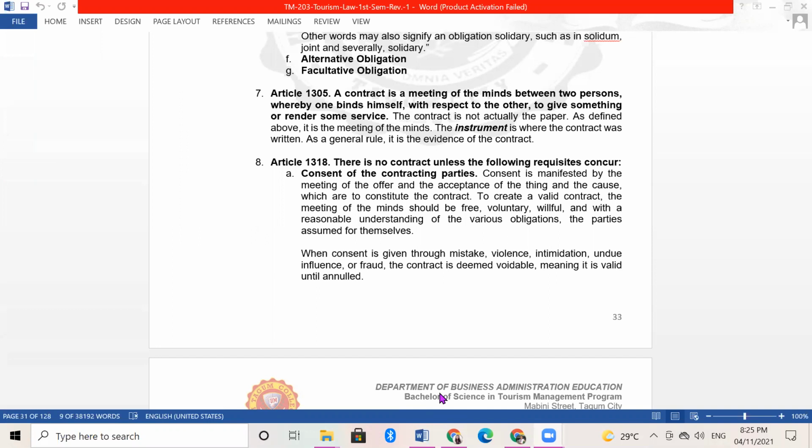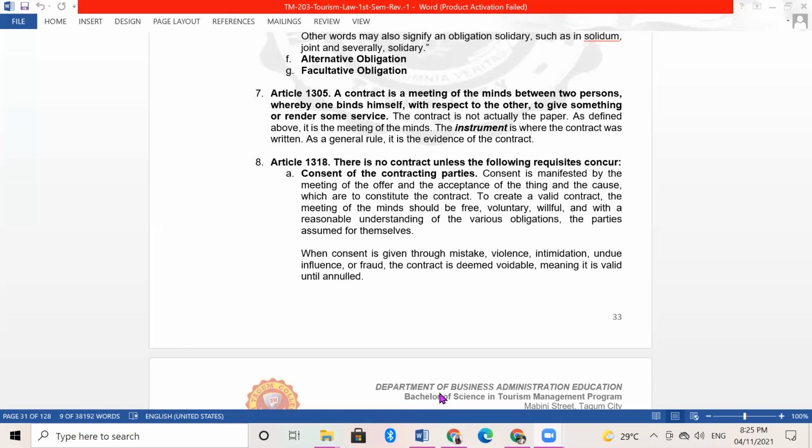Next is object certain, which is the subject matter of the contract. The object of the contract may be things, rights, or service. Rules regarding the object: the object of the contract must be within the commerce of man, which means that the object is capable of appropriation, and the object must be lawful.